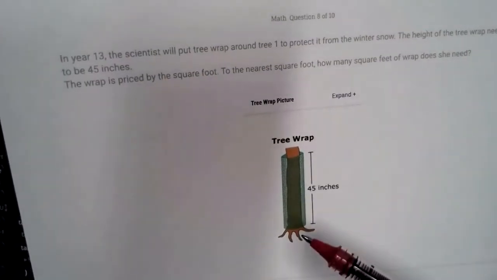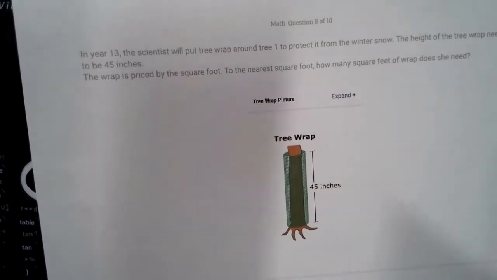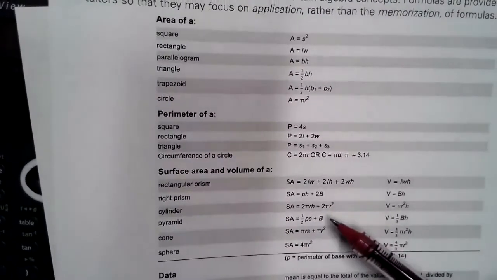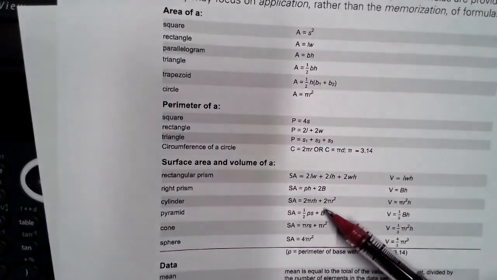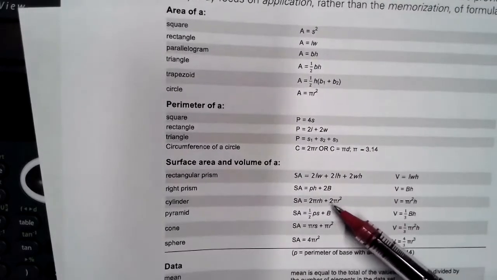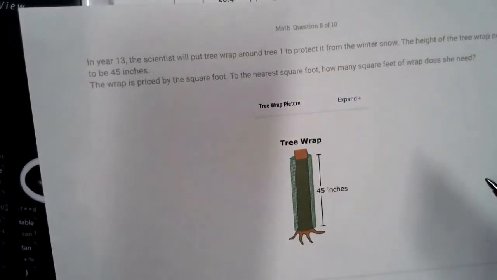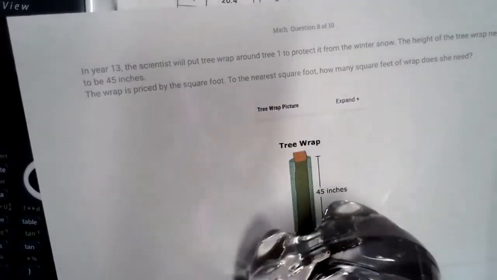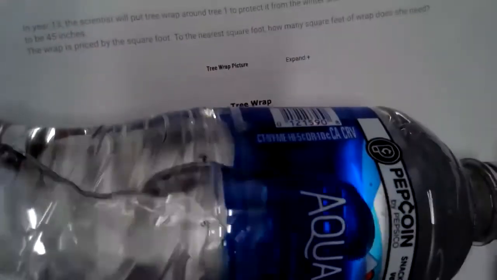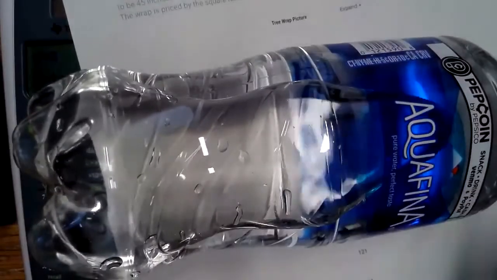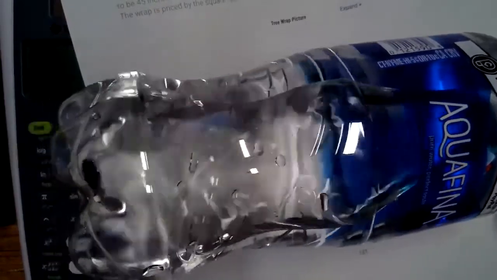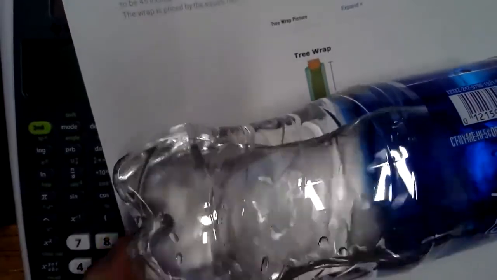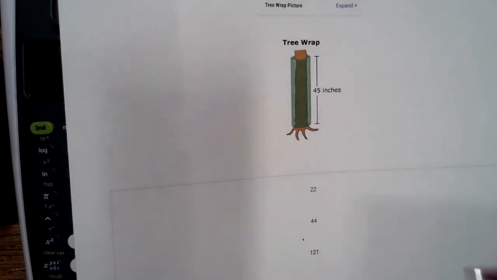You are only using the front end of this formula because this second part is for the base. And see, in this tree wrap, we have no base. If it were a bottle of water, this is a cylinder for all intents and purposes, and the second half of that formula is measuring the base. So the surface area of this bottle would include the base. However, in this particular problem, there's no base. They're just wrapping the tree.